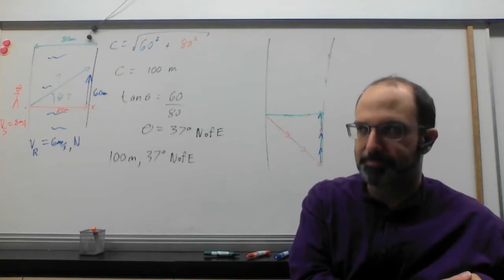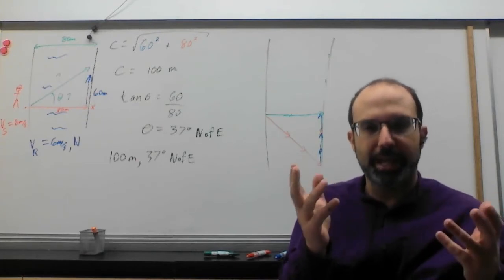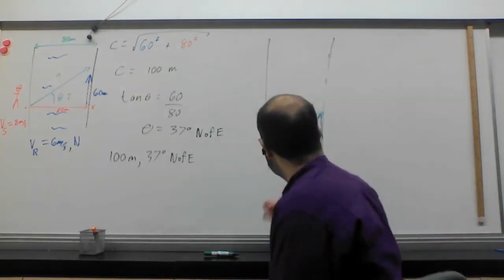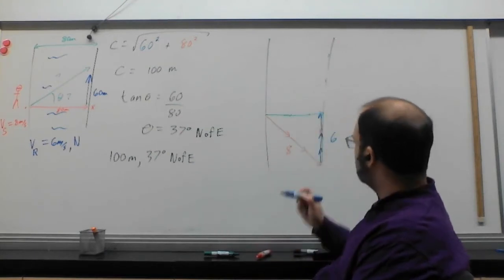That's tricky. But think about what these numbers mean. The red line is the swimmer. How fast can the swimmer go? 8. So this is going to be 8. How fast does the river go? Well, that's 6.